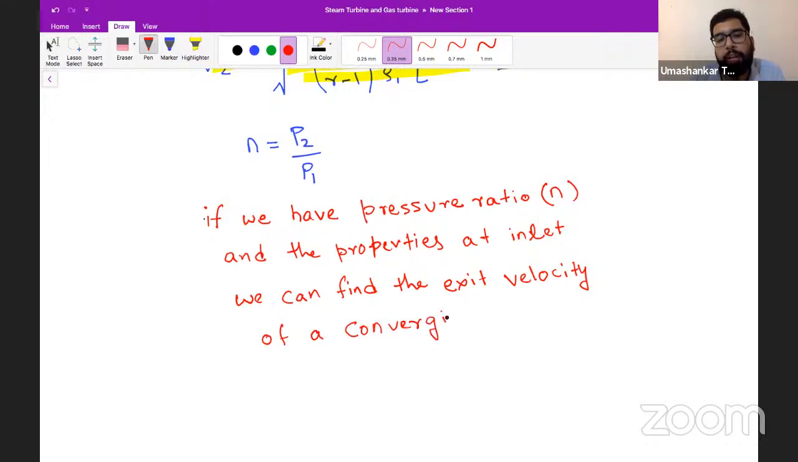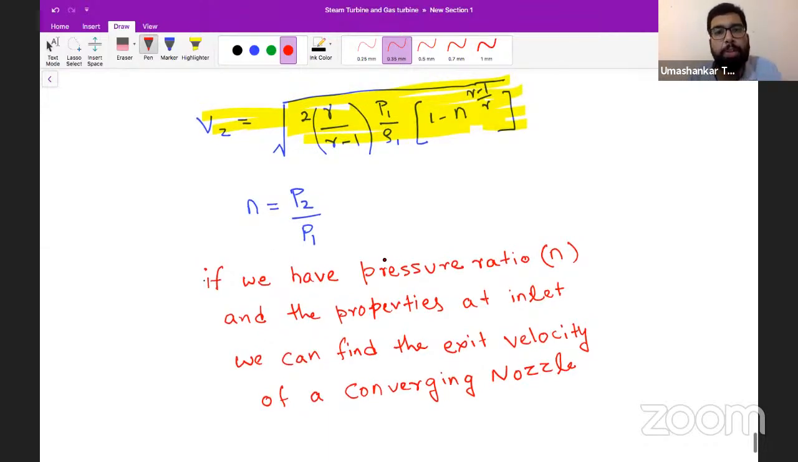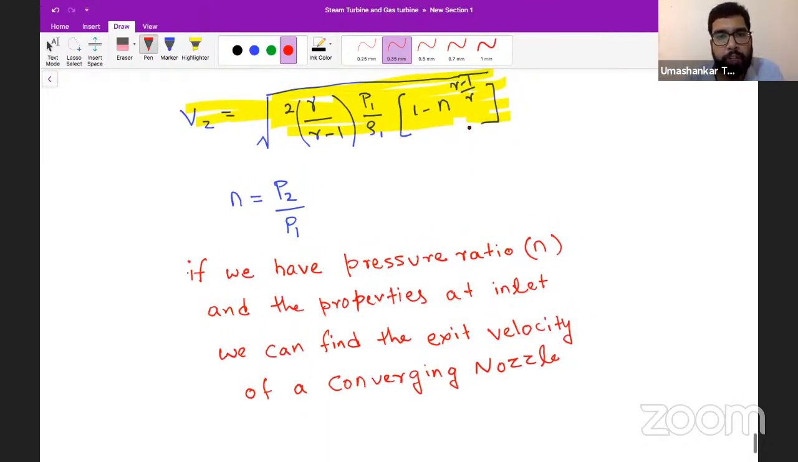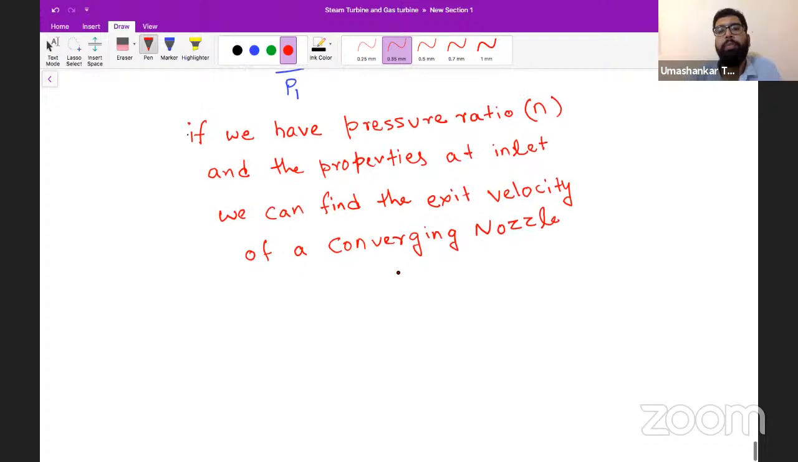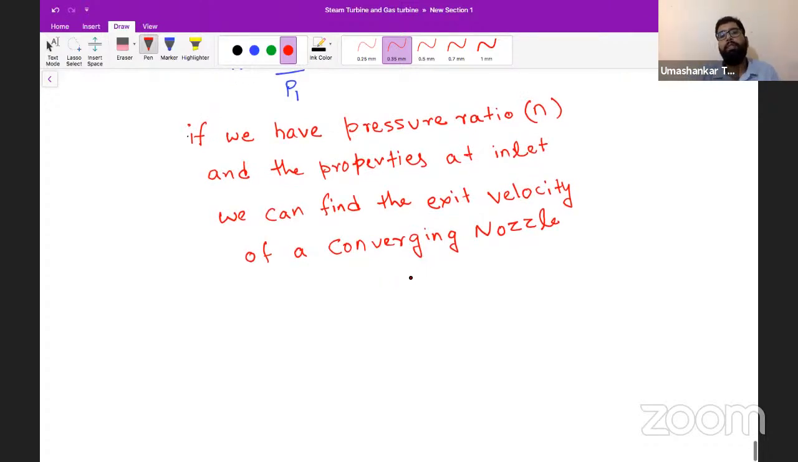From the above relation, can we say that if we have this pressure ratio and we have the inlet properties, we can find the exit velocity of a converging nozzle? Say yes or no.